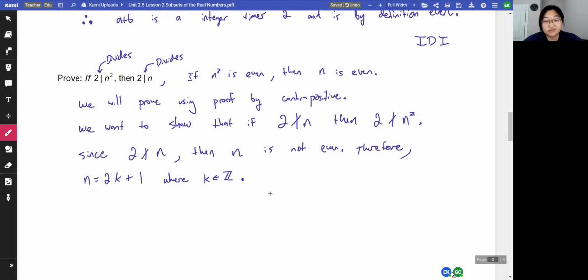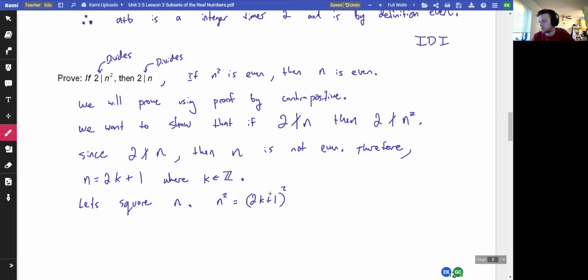Let's square n, because we need to inspect n squared and see if it's not divisible by 2. That's our goal, to show that 2 does not divide n squared. Another thing people do in proofs is they don't use I, me, or possessive nouns. They use more collective nouns. Let's square together n. N squared is equal to, I'm starting this sentence with a symbol, forgive me, 2k plus 1 squared.